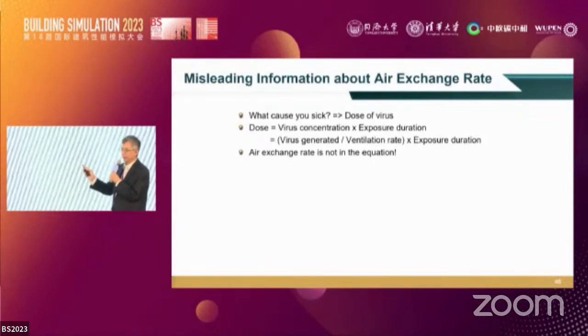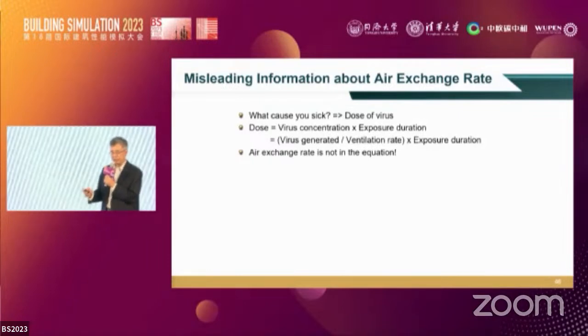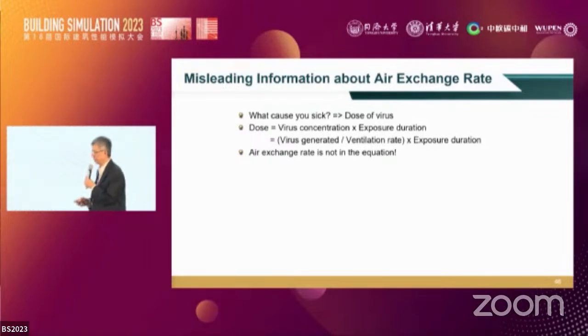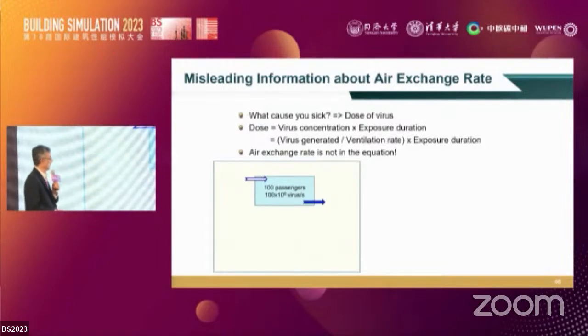So the air exchange is not in the equation. Many airliners during the pandemic always tell you, oh, our exchange rate is 20 or 30 times per hour, so the airplane is very clean. And that's not true. Because I always give them this example, right?